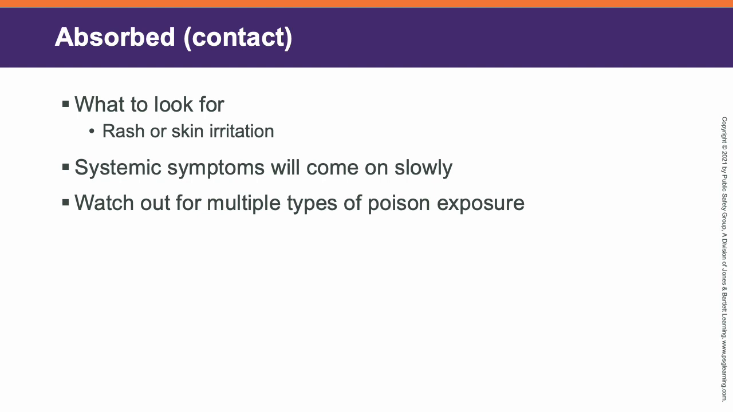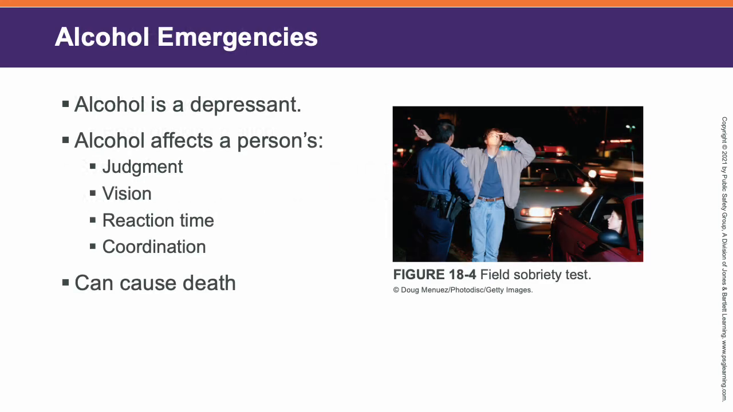So from here, now we're going to start to talk about some specific poisonings. The first is alcohol poisoning and alcohol emergencies. We're going to talk about different types of drugs here in a little bit, but alcohol is a depressant. It depresses or suppresses the central nervous system. That's why alcohol affects judgment, vision, reaction time, coordination, these things that our central nervous system regulates. If not treated or not monitored correctly, alcohol poisoning can cause death.